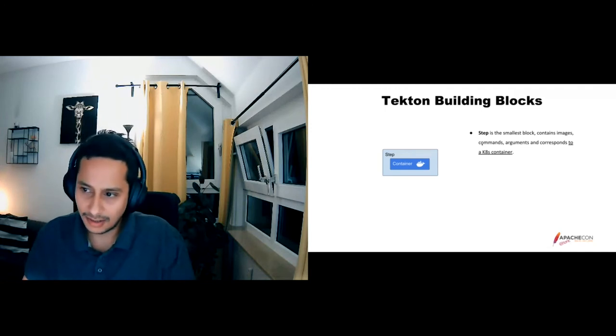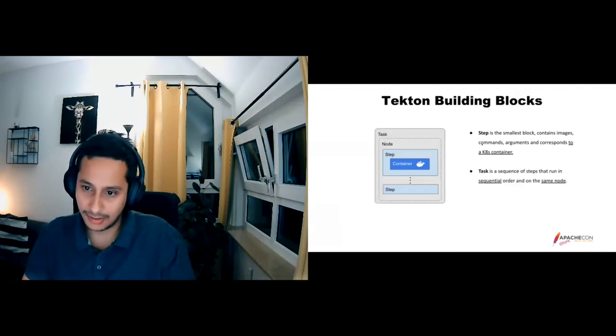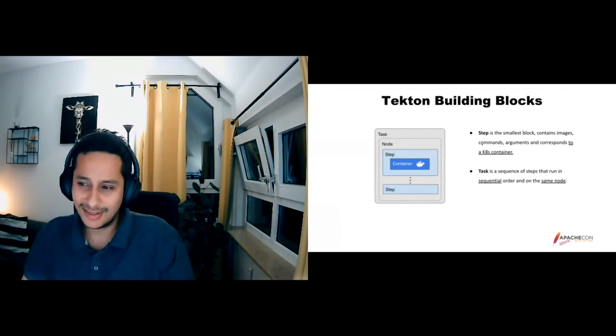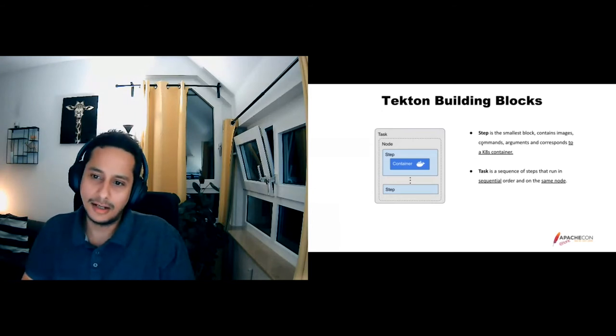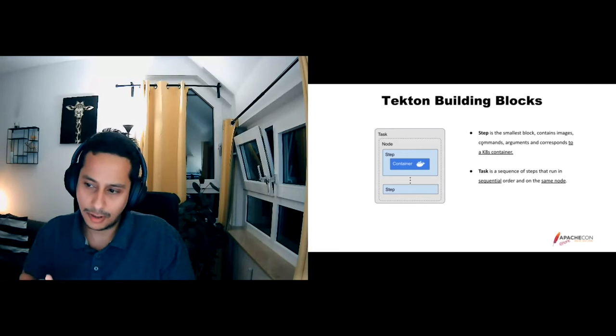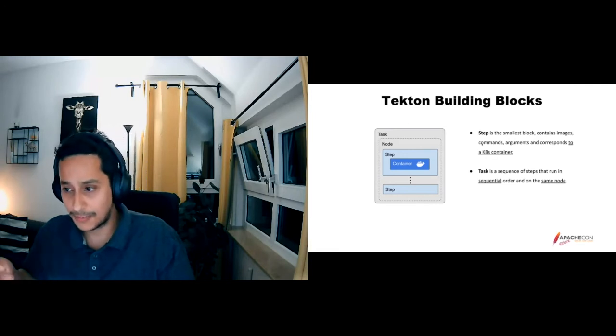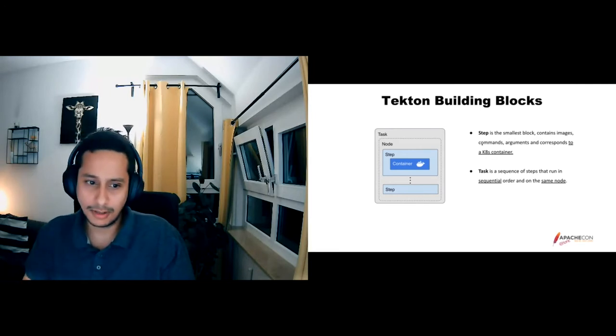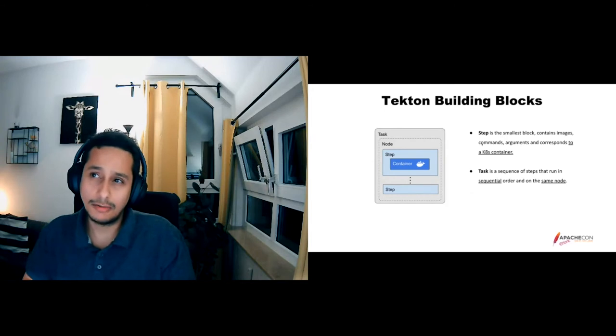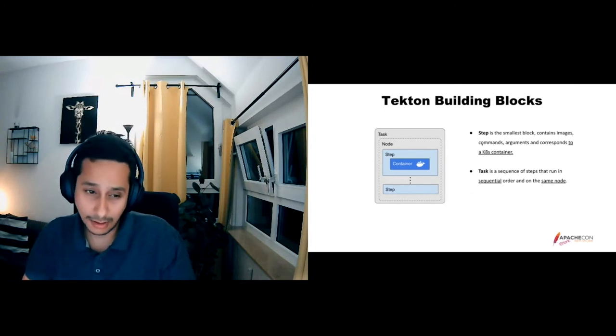And then the second CRD, I mean, all those are CRDs. Step is a custom resource definition. Then we have a task. A task contains steps, meaning it could have sequential steps. For example, you could have a step that will build your application, and then you will have a second step that will run your integration test.